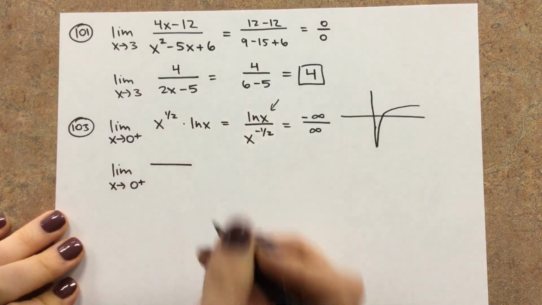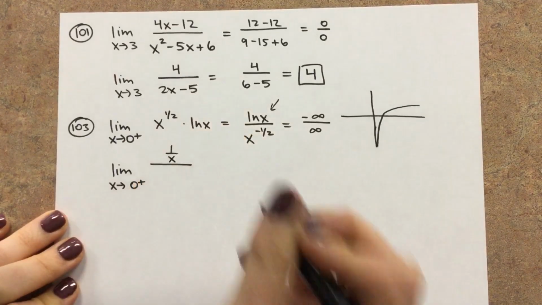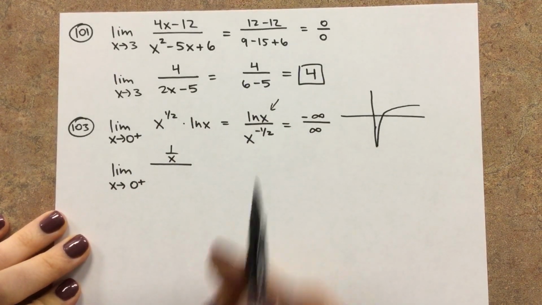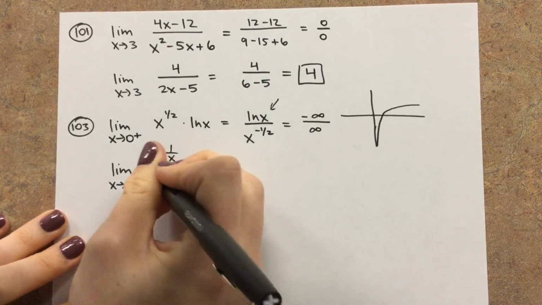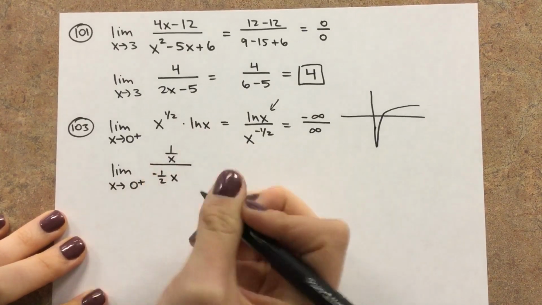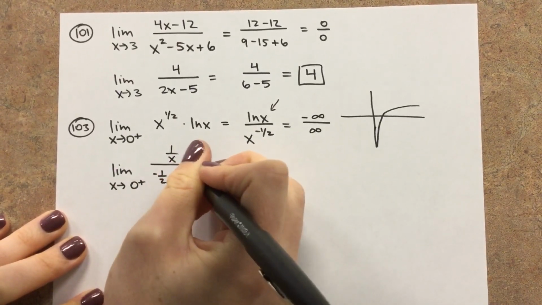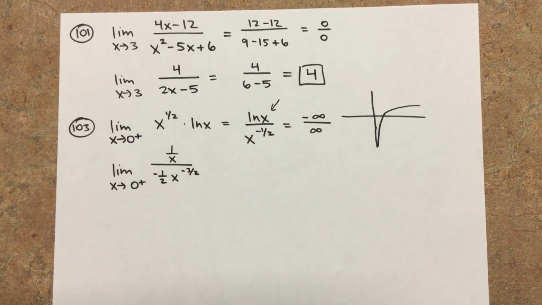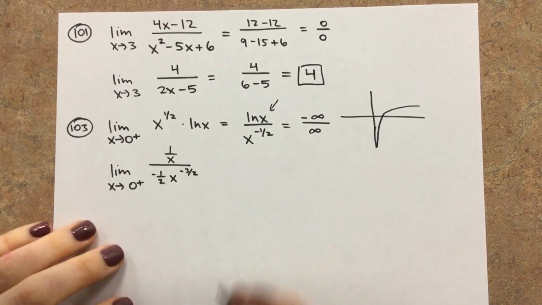Derivative of the numerator, derivative natural log is 1 over x. And then the derivative of the denominator, x to the negative 1/2, where a negative 1/2 comes out front. Power drops down to a negative 3/2. And now let's manipulate this around a little bit.